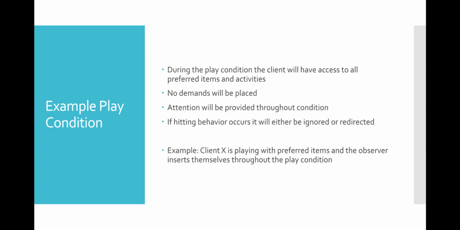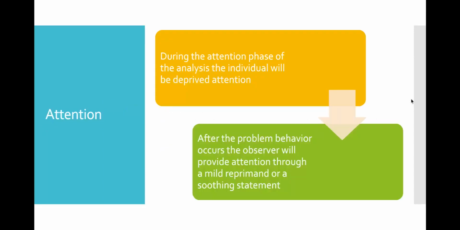So an example of the play condition: during the play condition, the client will have access to all preferred items and activities. No demands will be placed. Attention will be provided throughout the condition. So we'll be looking at client X for hitting behavior. Hitting behavior occurs. It will either be ignored or redirected. Example: client X is playing with preferred items and the observer inserts themselves throughout the play condition.